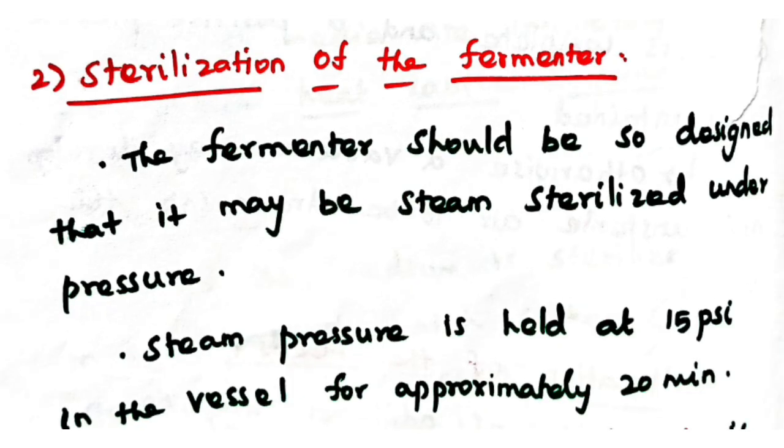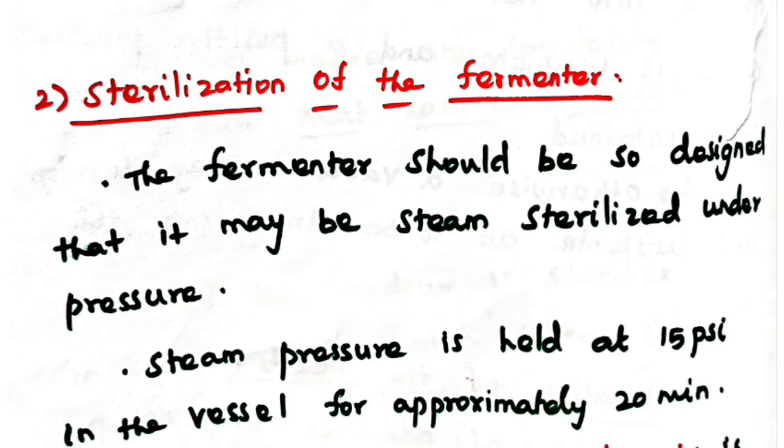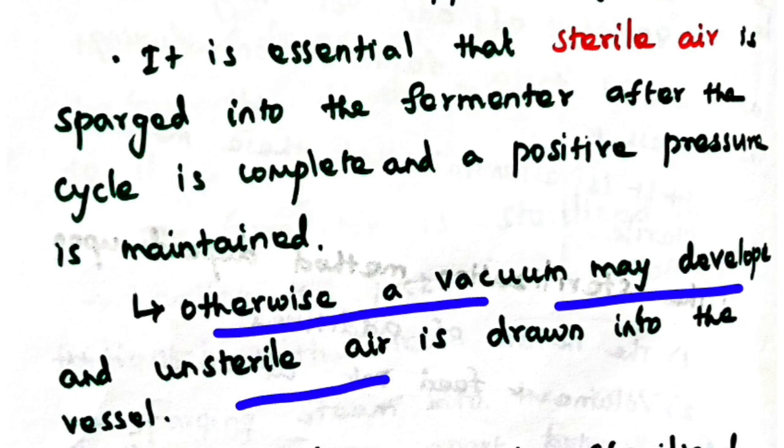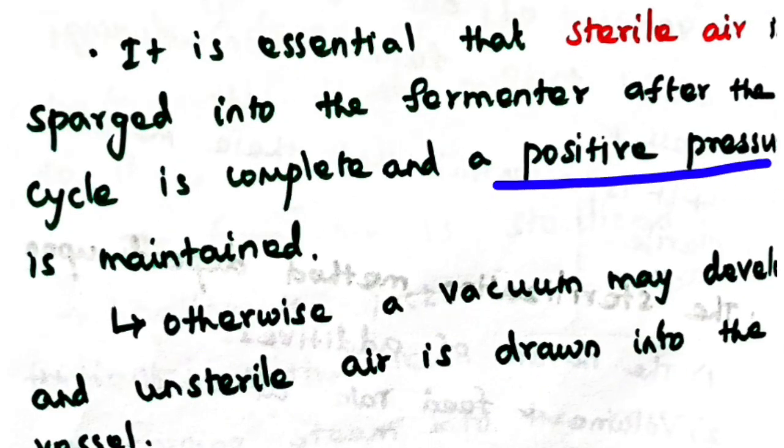Okay, so this high temperature of 121 degrees is achieved by using saturated steam under pressure of 15 psi for 20 minutes. Then after your sterilization process is over, we have to barge sterile air into the fermenter to maintain a positive pressure. Okay, or otherwise a vacuum may develop and unsterile air, that is impure air, is drawn into the vessel. This positive pressure means the pressure inside your fermenter vessel is higher than the outside environment.